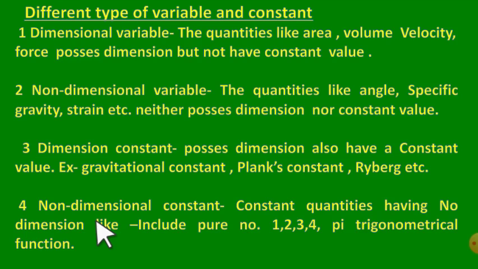Which doesn't have any unit, we call it a non-dimensional constant. And those which have dimensions, we call them dimensional constants. Now, a variable means something whose value can be changed, right?